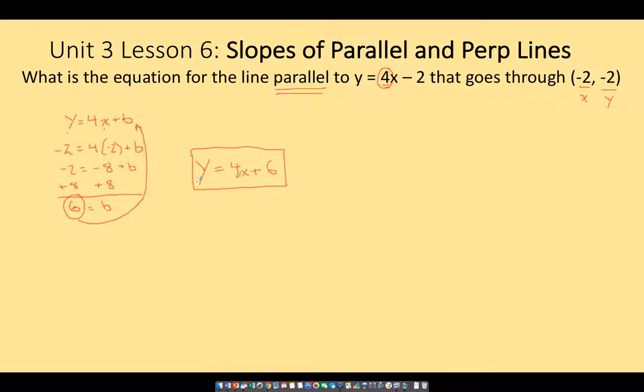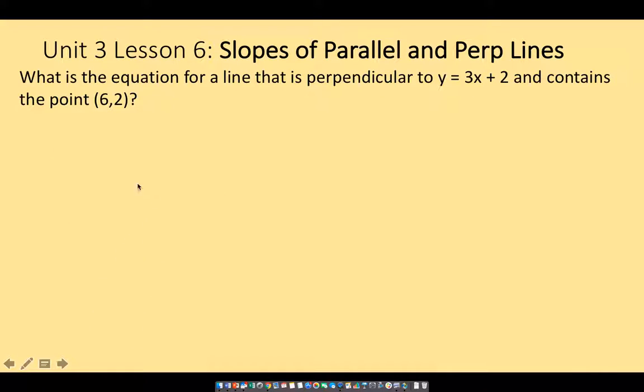But this one goes through -2, -2 because if I plugged in -2 for x, -2 would be y. All right, let's move on. Here I've got a situation where I want a line that's not parallel, but a line that's perpendicular to this function, and it contains the point 6, 2.